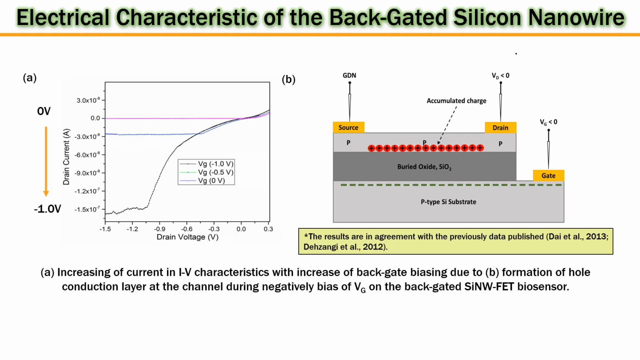The result shows the trend for the influence of VGS on ID and VD when the VGS was varied from negative 1.5 volts to 0.3 volts. As the drain voltage increases, the drain current also increases, indicating that the silicon nanowire field effect transistor has good p-type behavior. Therefore, this device showed excellent performance during electrical testing, indicating it works well and meets the expected electrical standard.